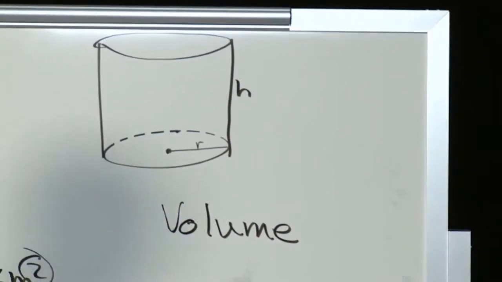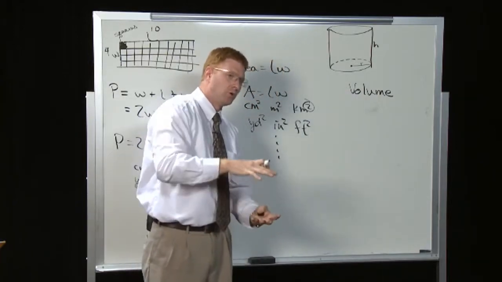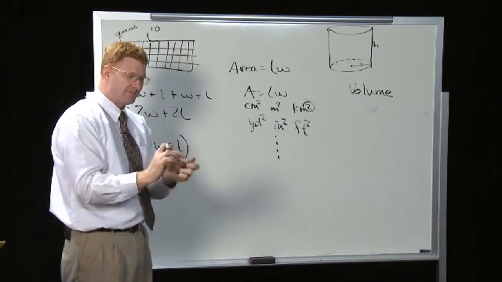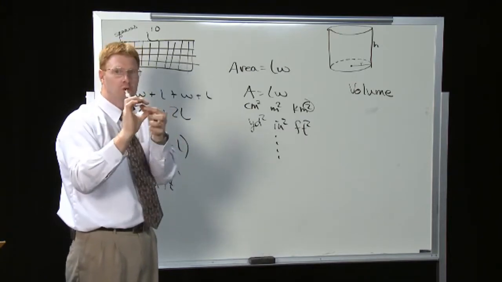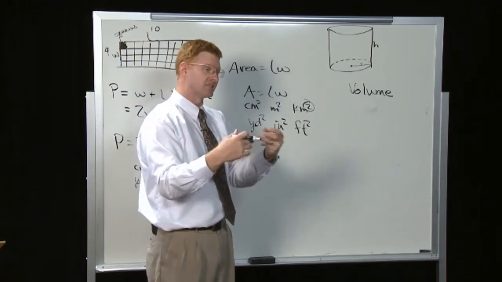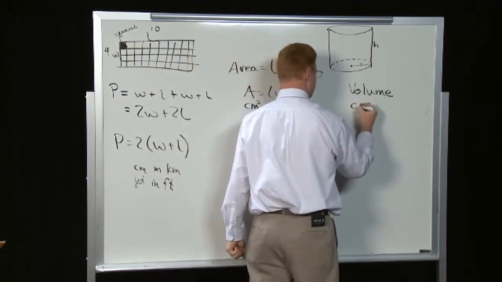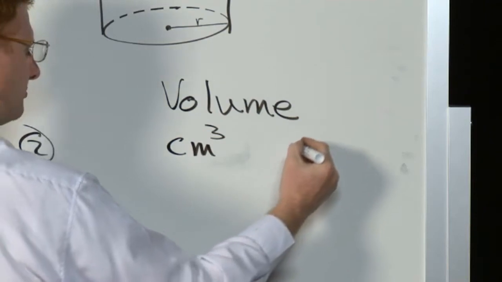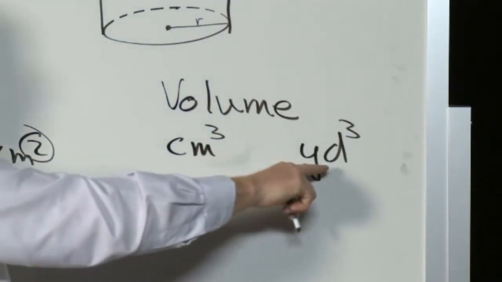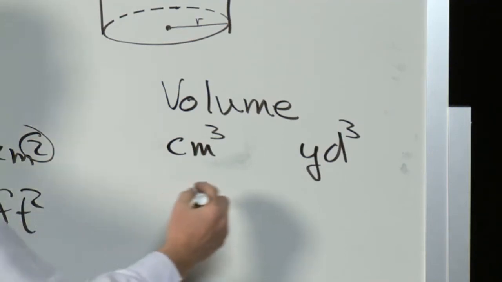Now, the volume is kind of interesting. It's like if you fill up the whole thing. Not if you cover it with squares on the outside, but if you actually fill it up with little itty-bitty cubes. And hence, that's where a 3-dimensional object is measured in things that are cubed, such as centimeters cubed or yards cubed. Concrete is often measured in yards cubed.